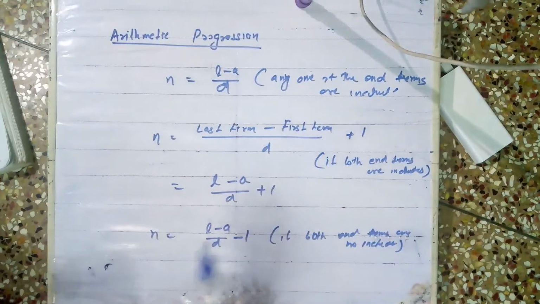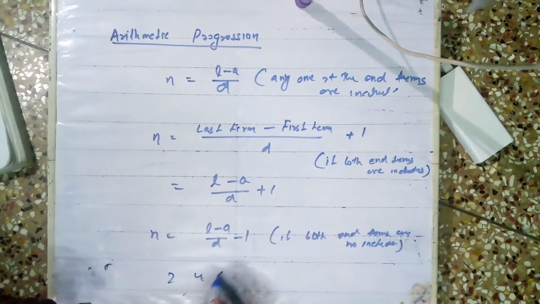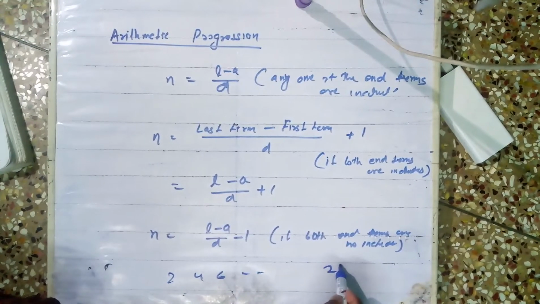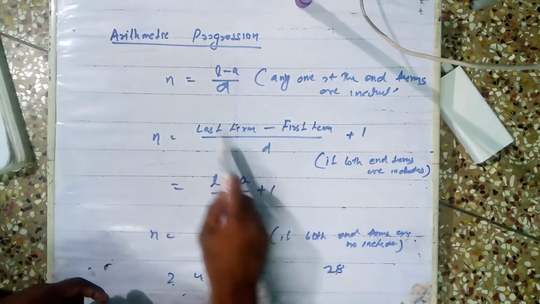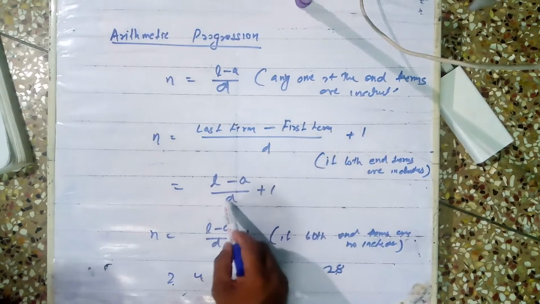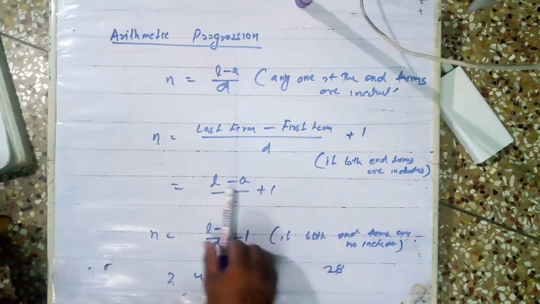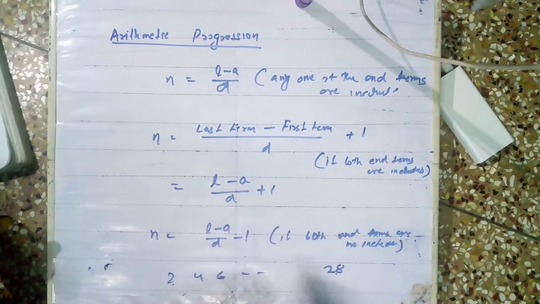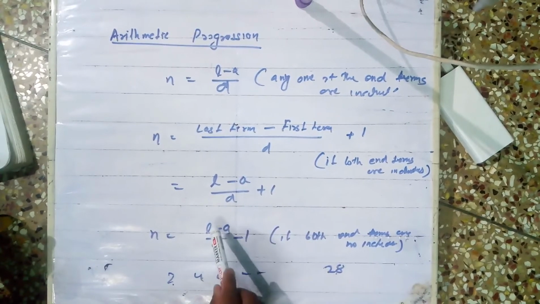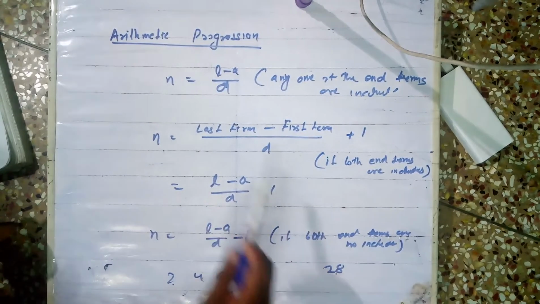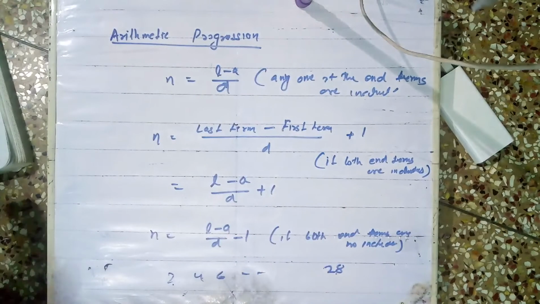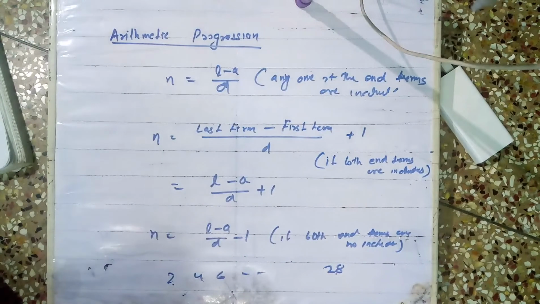First one, if both the terms are included, suppose I write 2, 4, 6 and up to 28, first and last included, then L minus A, last term minus first term, by common difference D, plus 1. If both are not included, then L minus A by D plus 1, minus 1. If any one of these two is included, then L minus A by D only, no plus 1, no minus 1. Okay, clear? This is not there in your book, just to remember it.